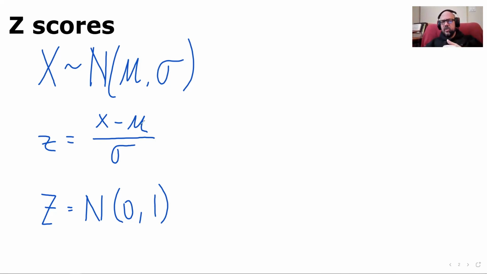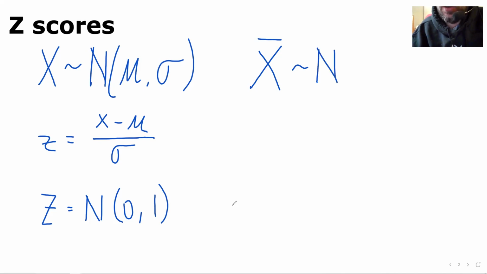Now, you might say that doesn't look like the exact thing I remember from a z-score. I remember sigma over root n. Well, if you recall, for the sampling distribution, capital X bar, if X was this thing over here, N(mu, sigma), then capital X bar was approximately N(mu, sigma over root n).